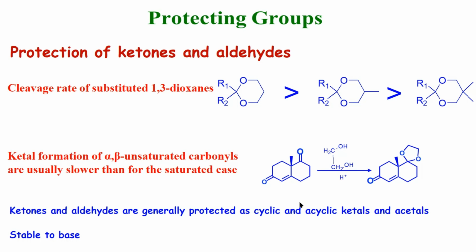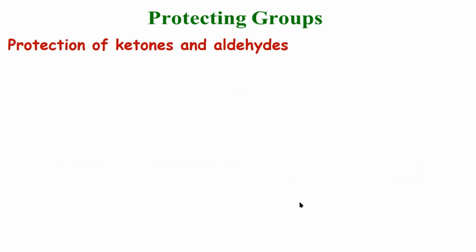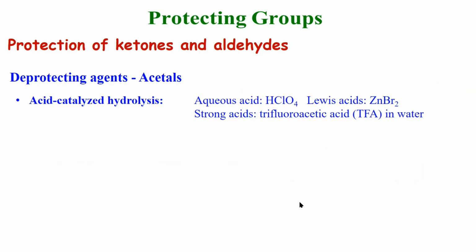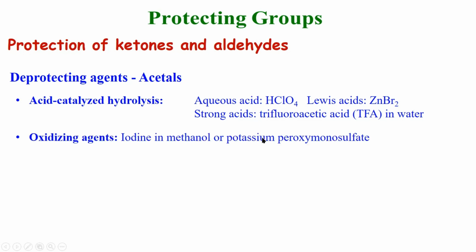Let us look at the cleaving reagents that are used for deprotection of the acetals, dioxolanes, and dioxanes. Deprotecting agents for acetals are acid catalyzed hydrolysis. This can be achieved by using aqueous acids like perchloric acid, Lewis acids like zinc bromide, and strong acids like trifluoroacetic acid in water. All these acids can be used for acid catalyzed hydrolysis.